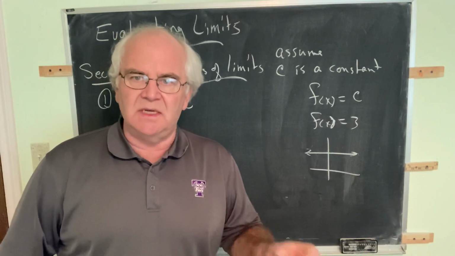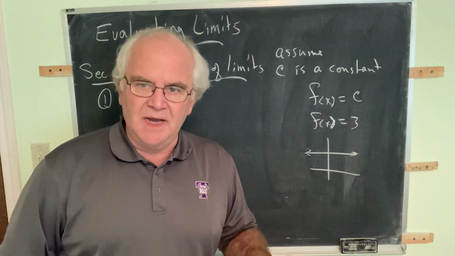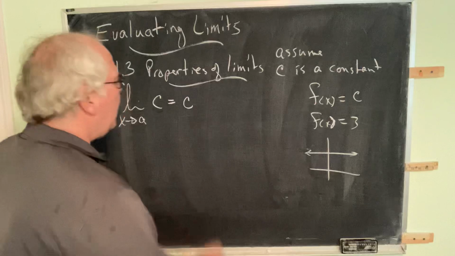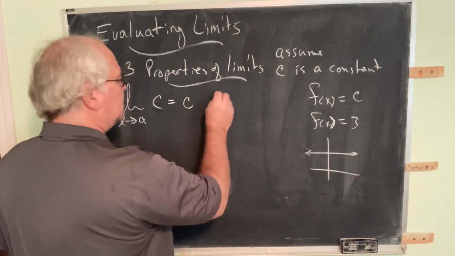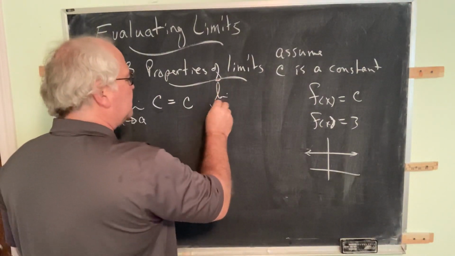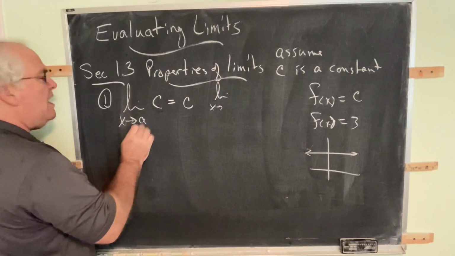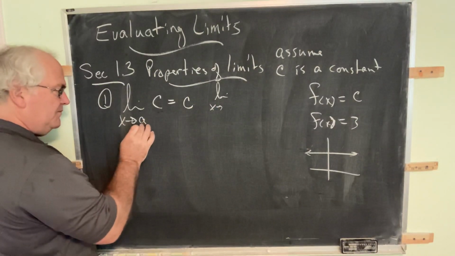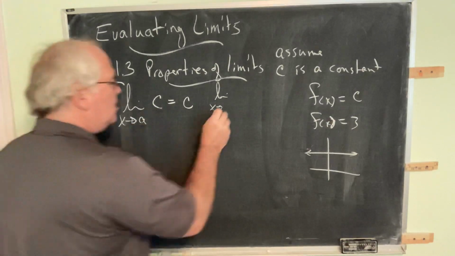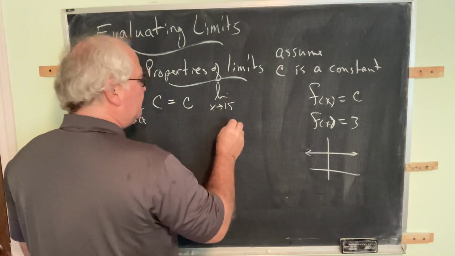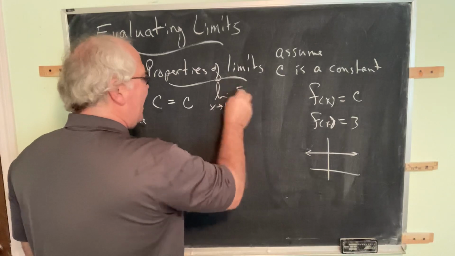The limit of a constant is the constant. And so let's do some specific cases. If we have the limit as x approaches a, a can be any value. It doesn't matter what this is. A and c don't need to be the same number. They might be, it doesn't matter what a is or what c is. A could be 15, and the constant c might be 8.